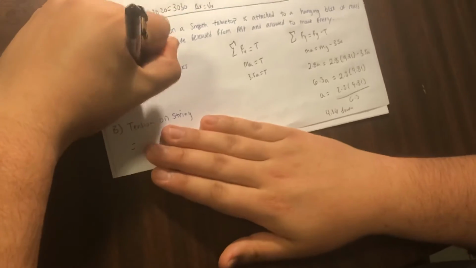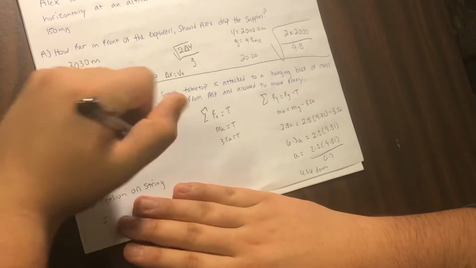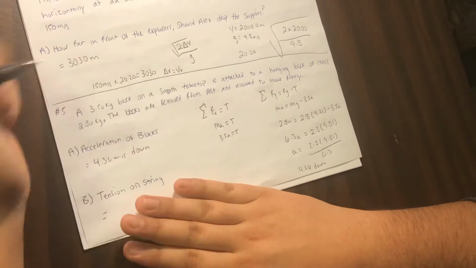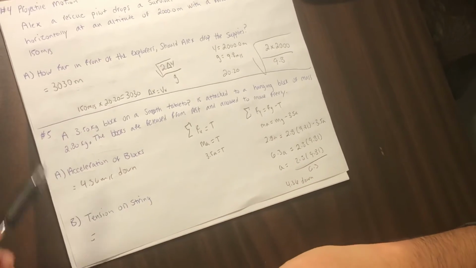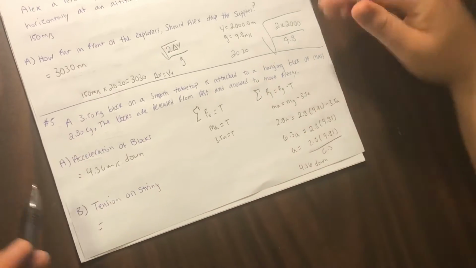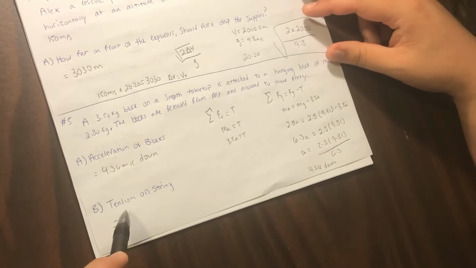So 4.36 meters per second squared down. Downward just is where it's accelerating. So next is the tension of the string.